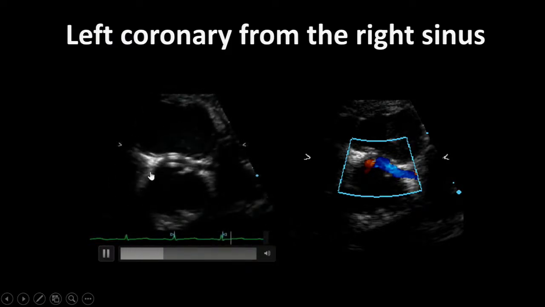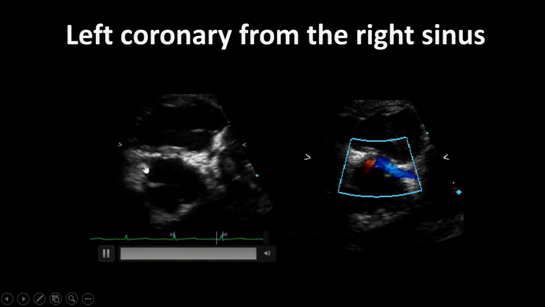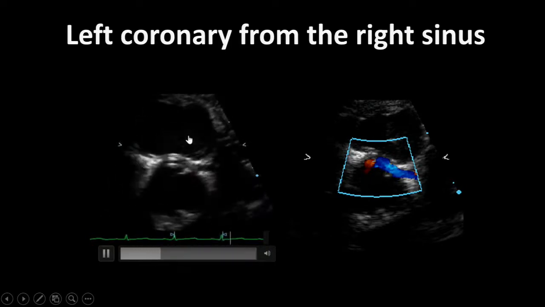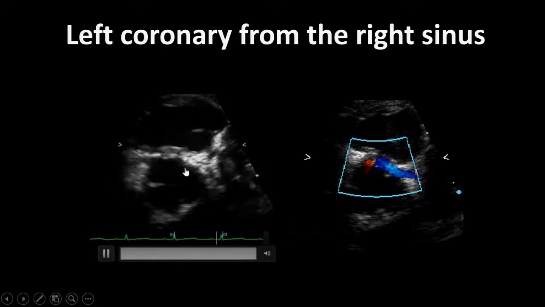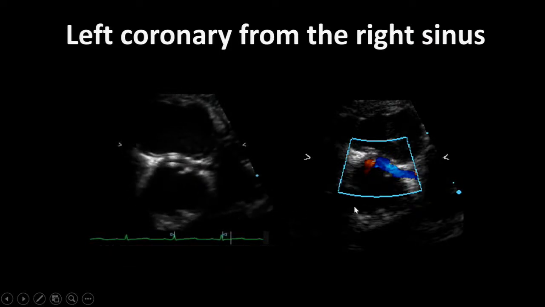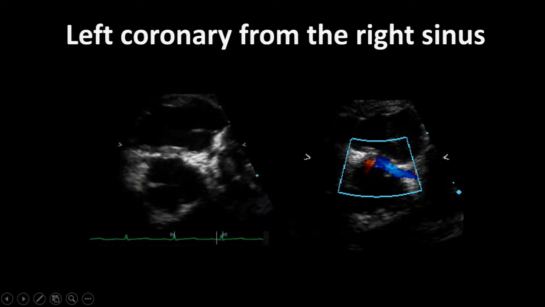You can see as it scrolls through, you have a normal right coronary artery. The left coronary artery is coming off, going between the pulmonary root and the aortic root, and coming up and originating from the right sinus here. And you can see that confirmed with color Doppler.